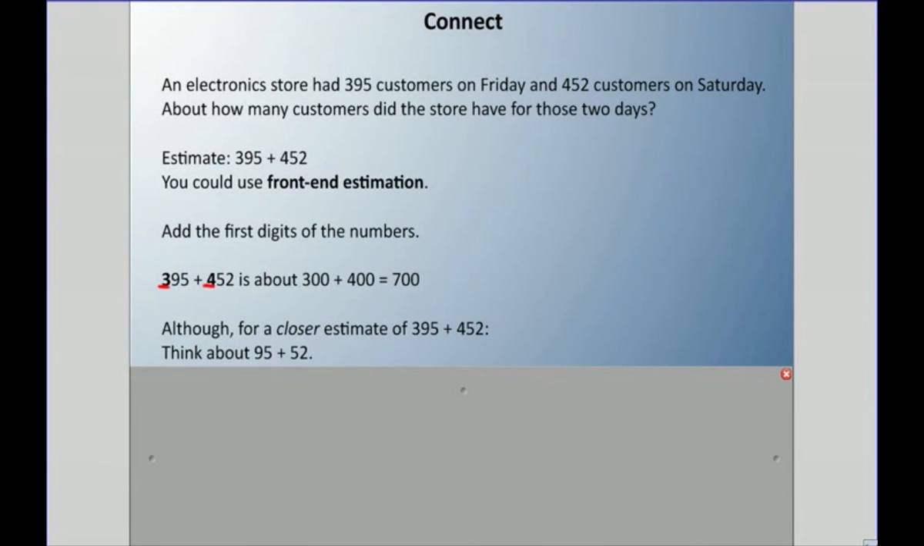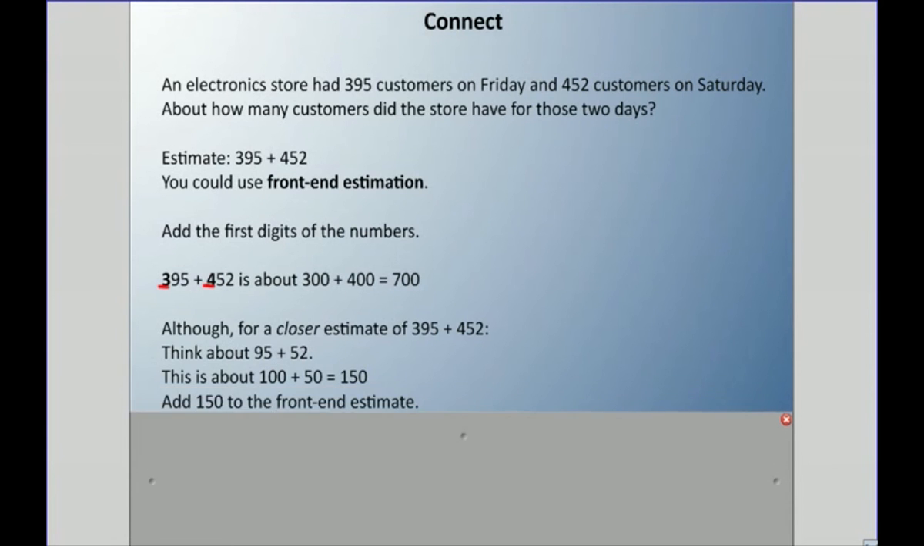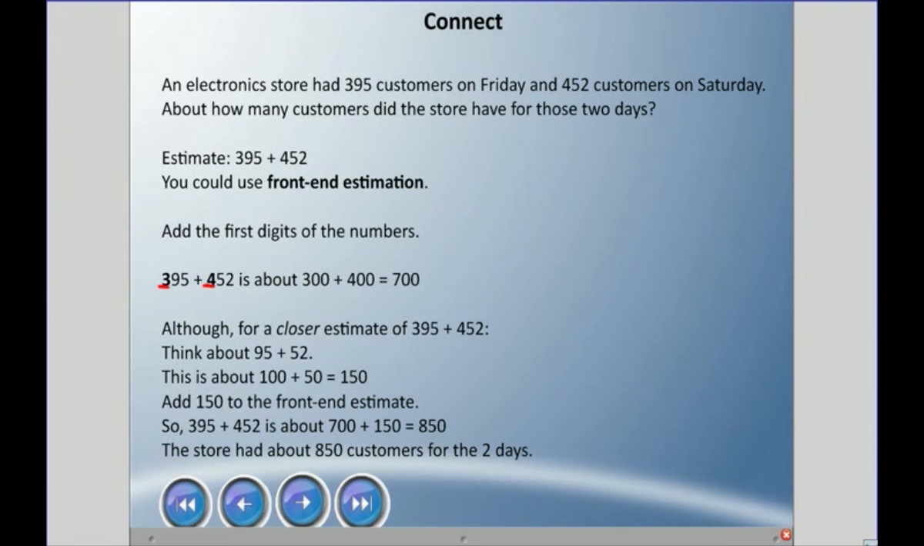Well, the rest of 395 would have been 95, and the rest of 452 is 52. And we could just say, well, that 95 is about 100, and that 52 is about 50, and we could add those two, and it equals 150. And if we add that 150 to our original front-end estimate of 700, we get 850, and that's probably a more accurate estimate for the 2 days.